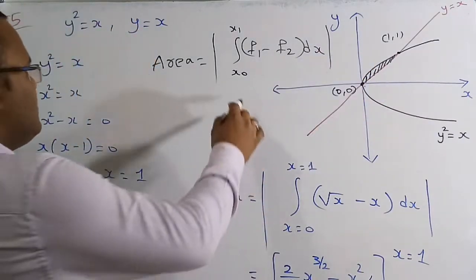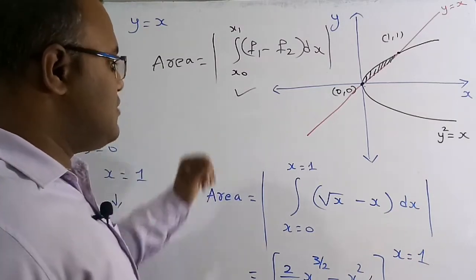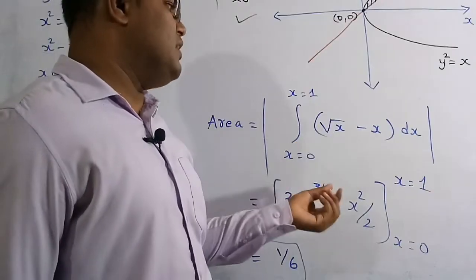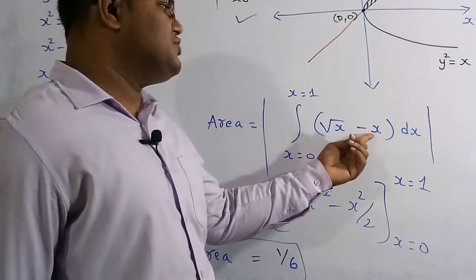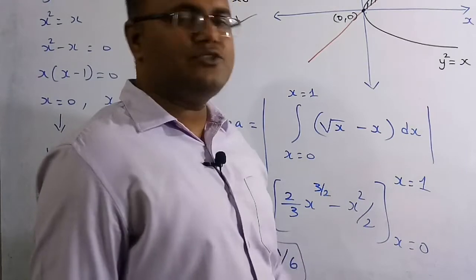So by using this basic formula, I am going to do the integration from x0 to x1, so from x is equal to 0 to x is equal to 1. If you do the integration of under root x, we are going to get 2 by 3 into x to the power of 3 by 2, and integration of x is x square by 2. And then you substitute the limits, x is equal to 0 to x is equal to 1.